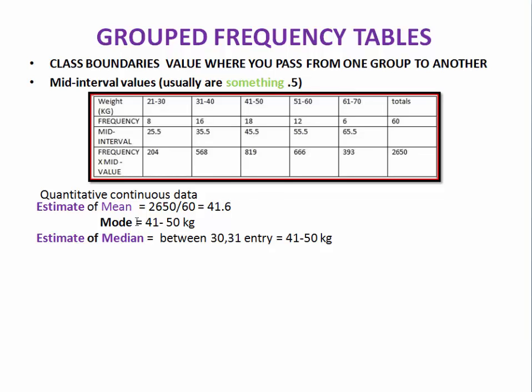The mode, which is the middle value, would be 41 to 50 kg, and an estimate of the median would be between the 30th and the 31st entry. So the middle of 60 is between 30 and 31, and that lies, when we count up here, 8 plus 16, it lies in this group, which is 41 to 50 kg.